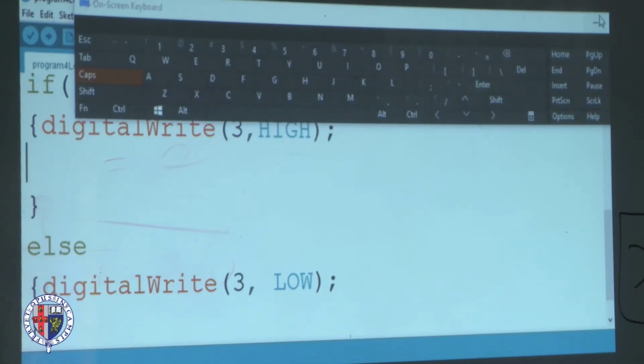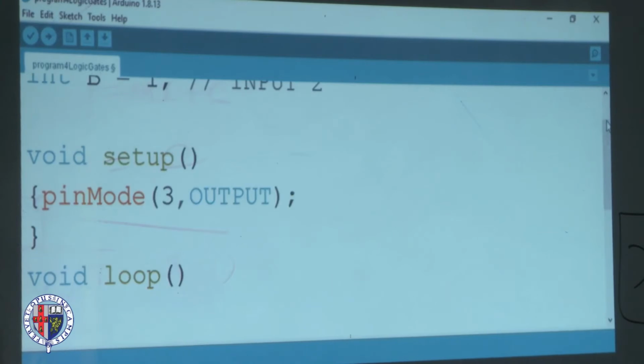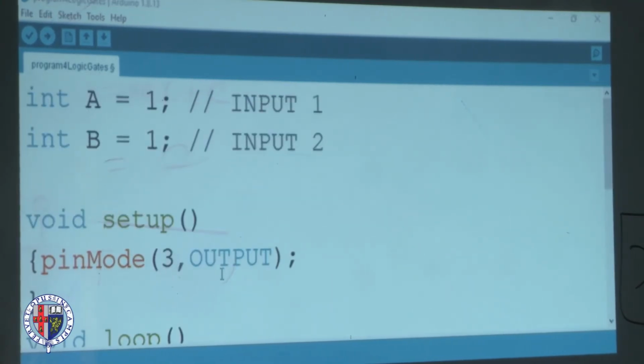All right, so let's just watch and see what this one is. I've only activated pin 3 in all of them. Let's see if we can identify which gate this is. Yeah, you're looking at the red one.